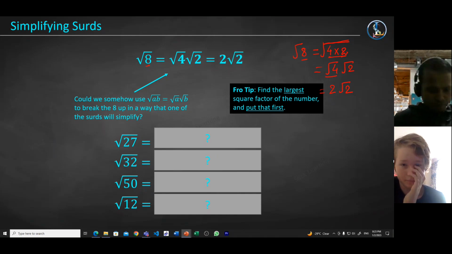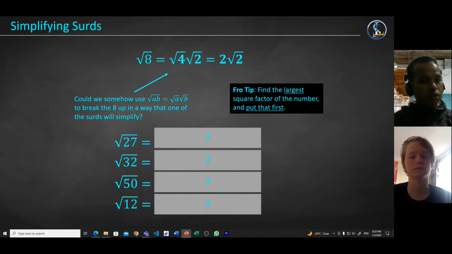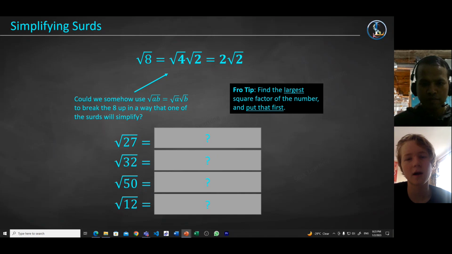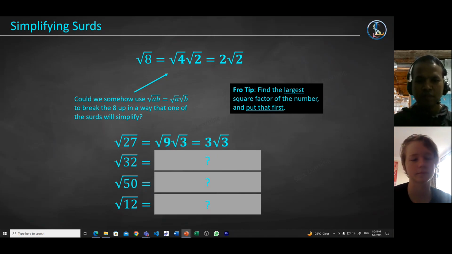So by applying the same method, can you say about square root 27? Yeah, so it'd be square root 9, square root 3. Yeah, that's right. And then it'd be 3 square root 3. Yeah, that's perfect. That makes a lot of sense.